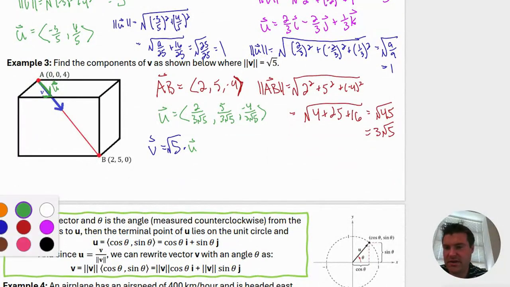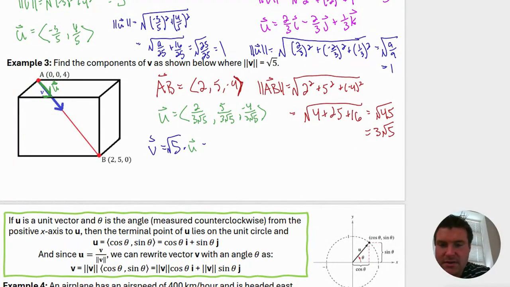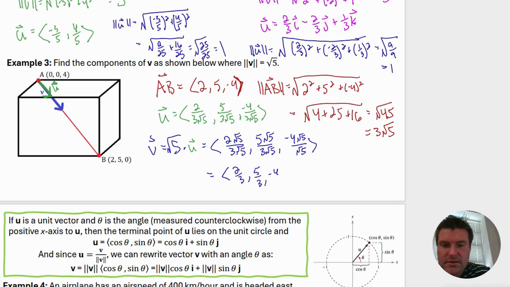So I'm going to go ahead and rewrite this now as 2 root 5 over 3 root 5, 5 root 5 over 3 root 5, negative 4 root 5 over 3 root 5. Would you happen to notice that all the root 5s are going to cancel out? Oh, and there should be a 3 down here, so negative 4 thirds. And there you go. That's going to be our vector v.